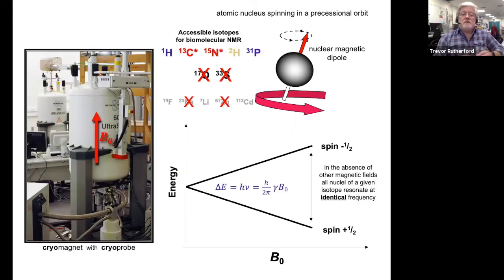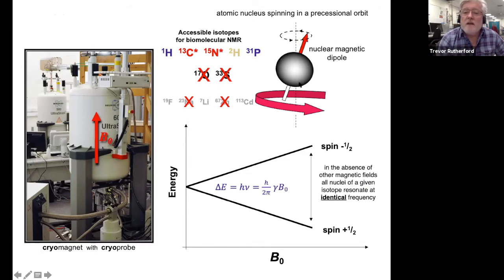So what is NMR about? Where does the signal come from? Well, the basic starting point is that a certain selection of nuclei have the property of a magnetic dipole, a nuclear magnetic dipole. And that has a north and a south pole.